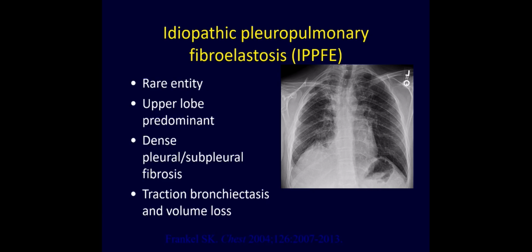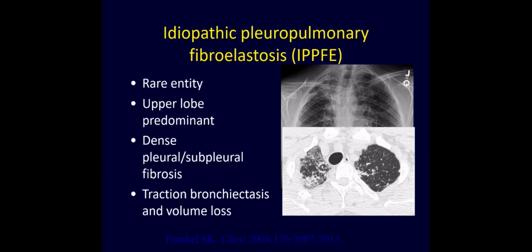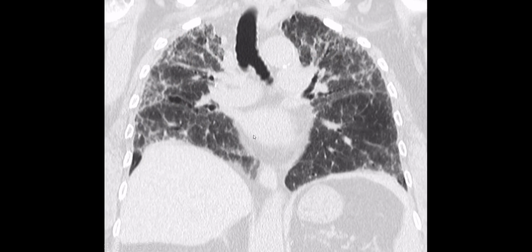Here's the rarest entity. It's called idiopathic pleuropulmonary fibroelastosis, IPPFE. On the chest X-ray, it presents with bilateral upper lobe volume loss with dense pleural and subpleural fibrosis, traction bronchiectasis, and volume loss. Here's a CT in the same case. You see this irregular thickening of the pleura and subpleural fibrosis with volume loss. On a coronal image, you can see the marked architectural distortion in the upper lungs.